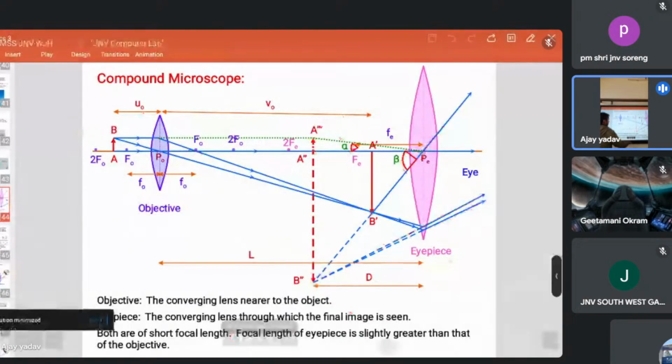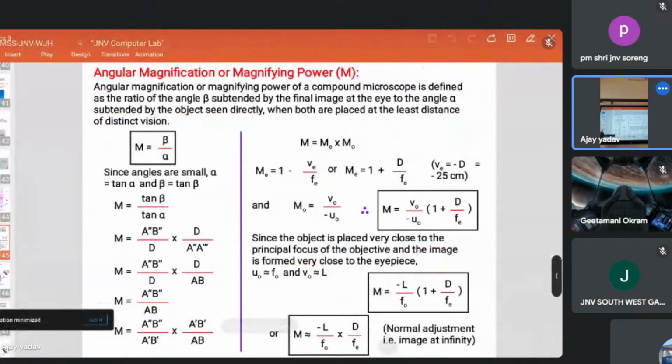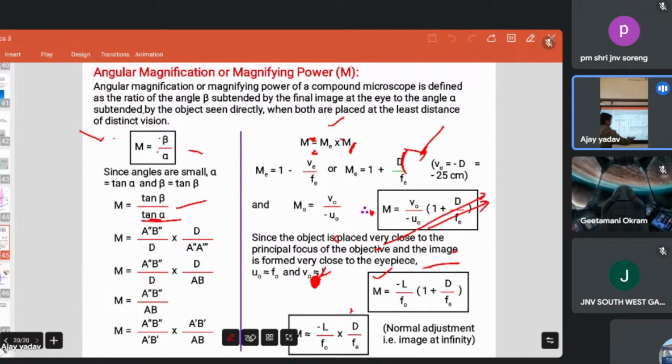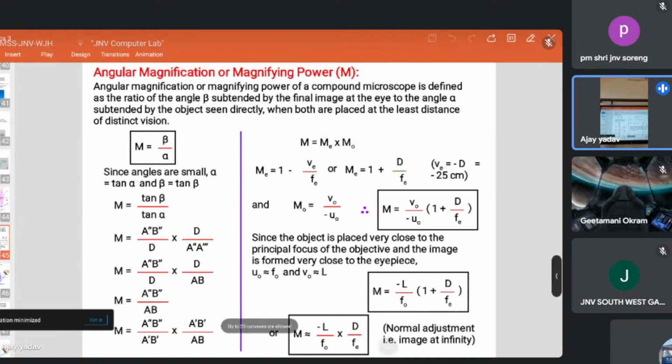Now we have to derive the relation. So what is magnifying power? Magnifying power is beta by alpha. Beta means the angle made by the image at the eye lens and alpha is the angle made by the object at the eye lens. Since the angles are small, we can write tan beta upon tan alpha.